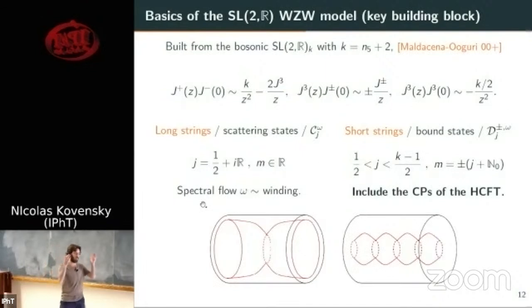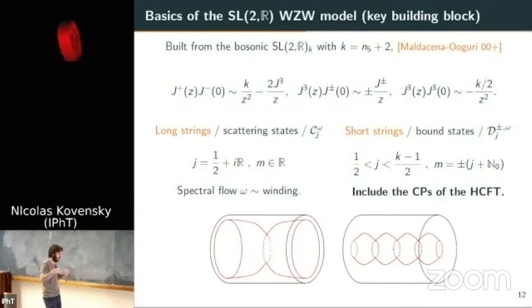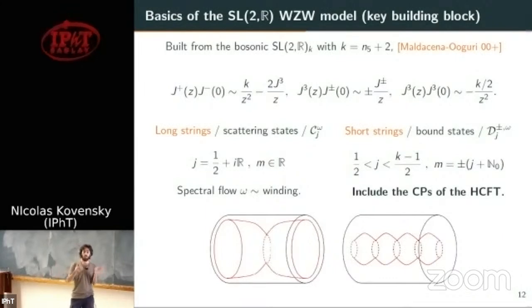As you know, you have long string states and short string states. These long string states only make sense when you think about them as winding around the asymptotic boundary, with a non-zero amount of winding omega. They are defined by quantum numbers little j and little m, as you do in the usual SU2 theory. In this case, little j is a complex number.